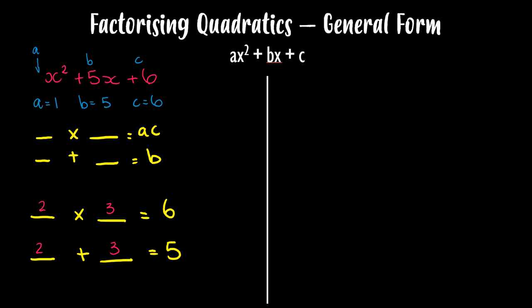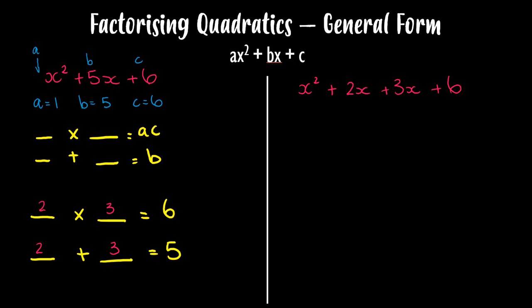Where the splitsies gets its name is we're going to split this up into these two factors. So we're splitting the B value, or the middle term, which is probably a bit more accurate. We'll rewrite it as x squared plus 2x plus 3x plus 6. You can see here how this still equals 5x, but we've split it up.